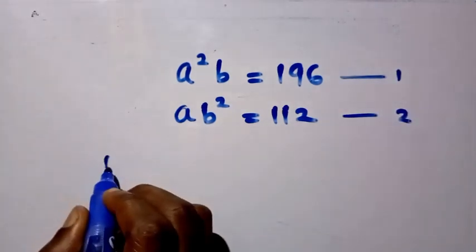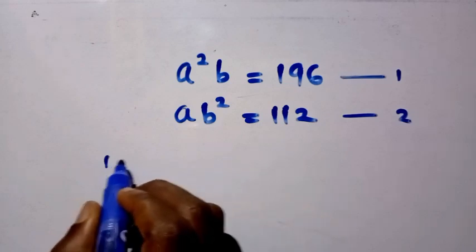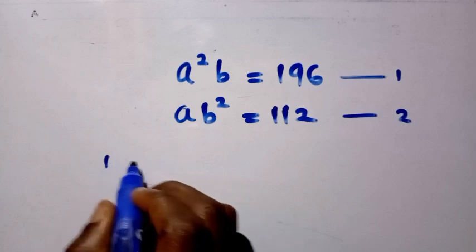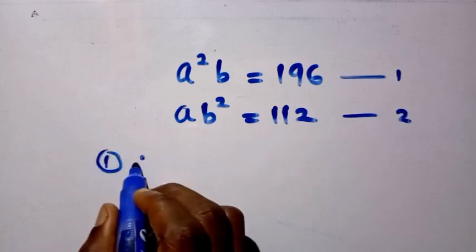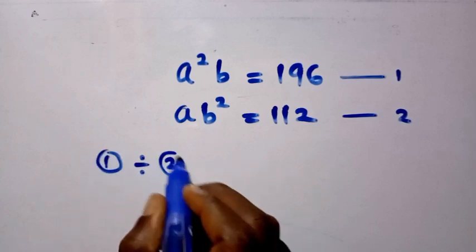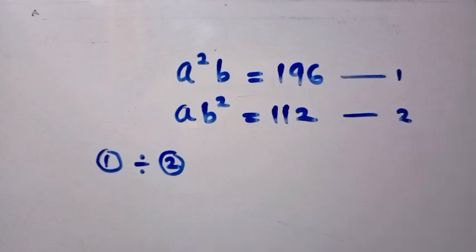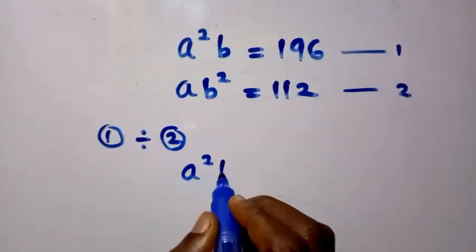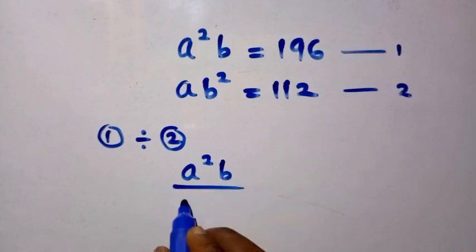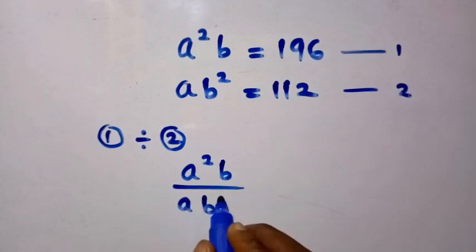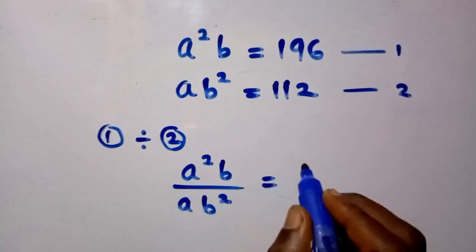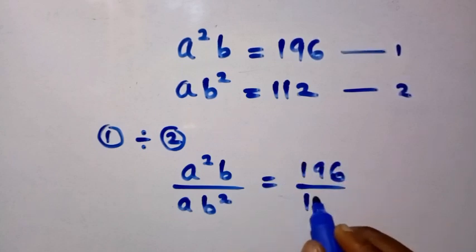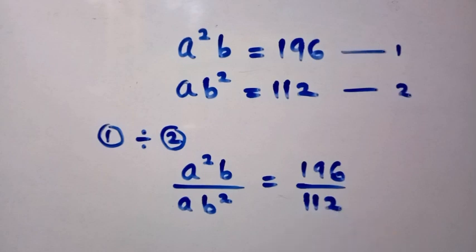Let's say from equation 1 and 2, suppose I divide equation 1 by equation 2. Then we are going to have a squared b divided by ab squared equals 196 divided by 112.